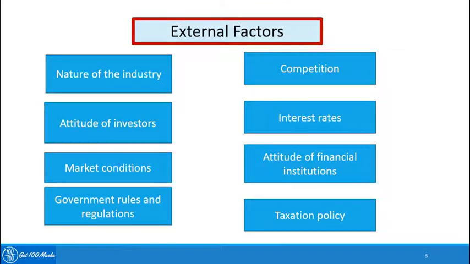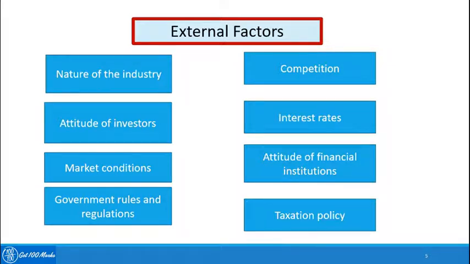External factors include the nature of the industry. I've already discussed a little bit on this in the internal factors also. The kind of industry that the firm is in drives the capital structure. Then the attitude of the investors, which means the risk-bearing capacity of the investors. If they are more risk-bearing, they would prefer to invest in equity, and hence they will expect a higher rate of return as compared to debt.